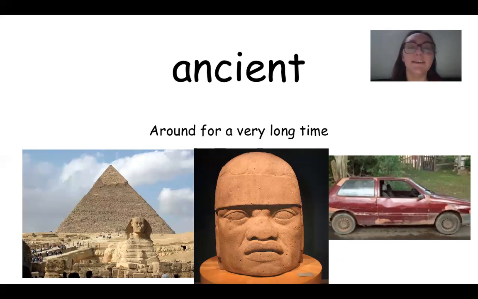Ancient. This word, ancient. So you kind of make a ch sound, ancient, ancient. And it just means something that's been around for a very long time, right? So the pyramids and the Sphinx, around for a really long time. This is an Olmec head, around for a really long time. It is ancient. But sometimes in English we use ancient to describe things that we think are really old and have been around for a long time.